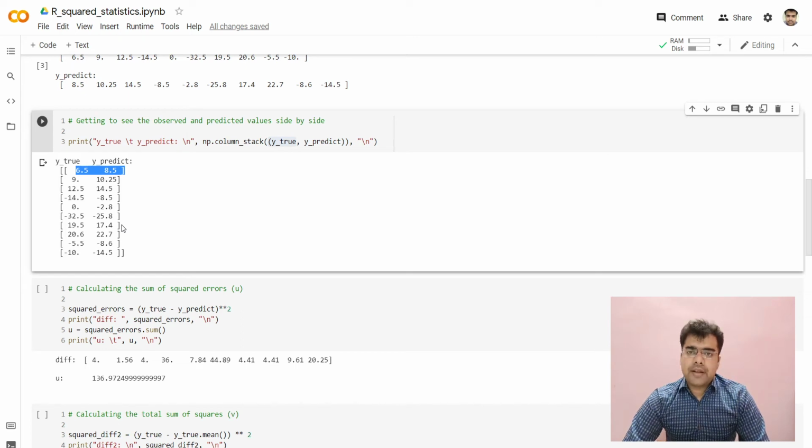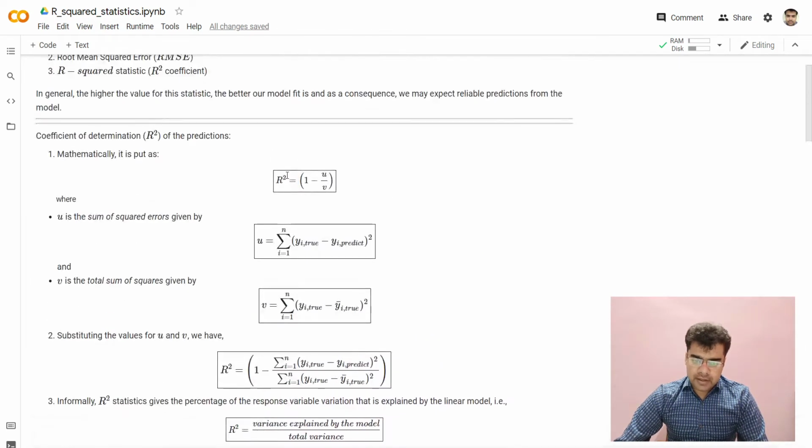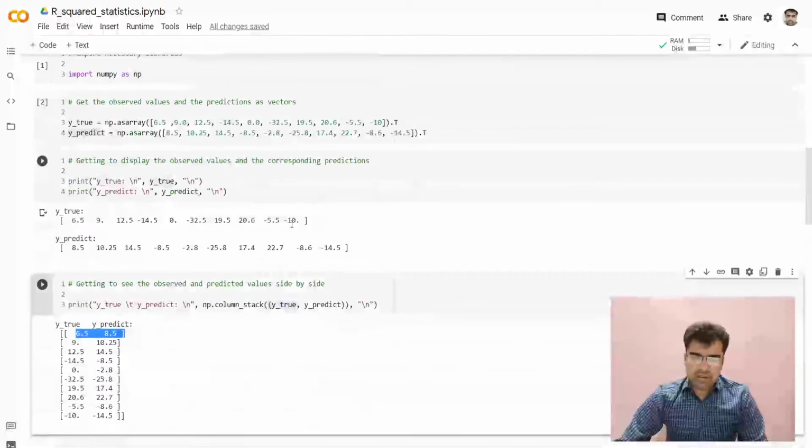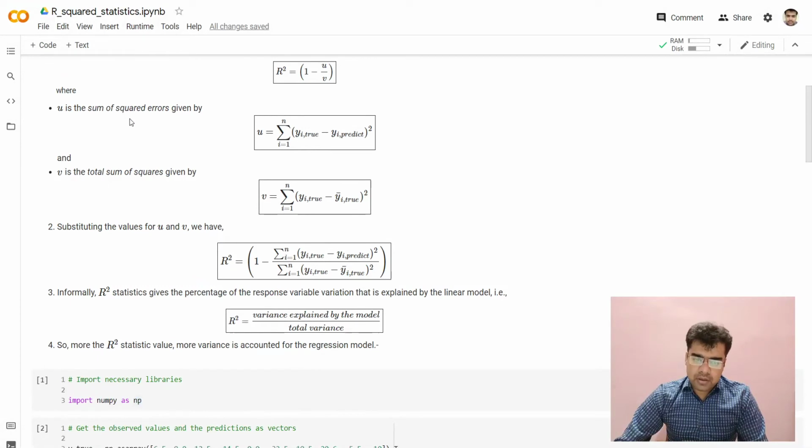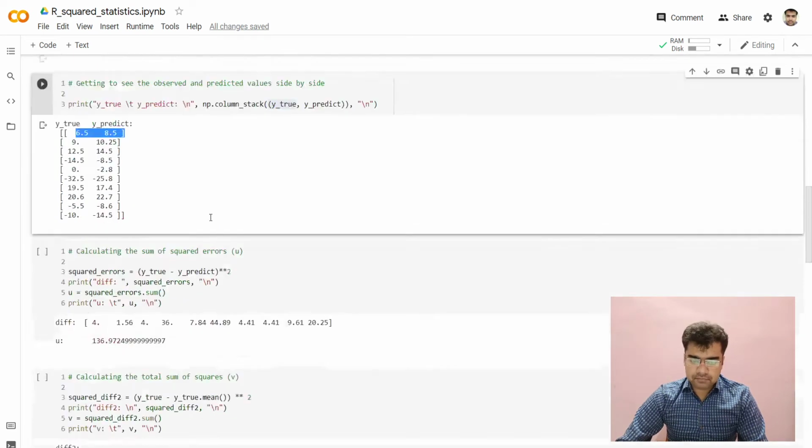So now it is time to compute the R squared statistic for this particular model. You already know that for calculating the R squared statistic, I have to compute the value for u and the value for v, which means that first of all I have to compute the sum of squared errors, and then I have to compute the total sum of squares. So let us try to find out how it is done.